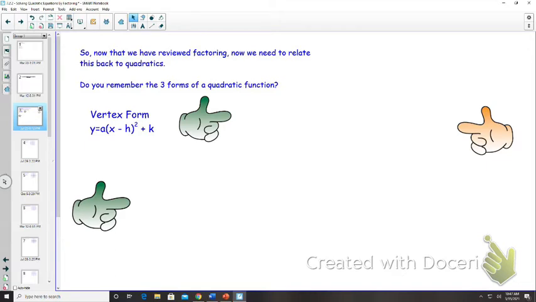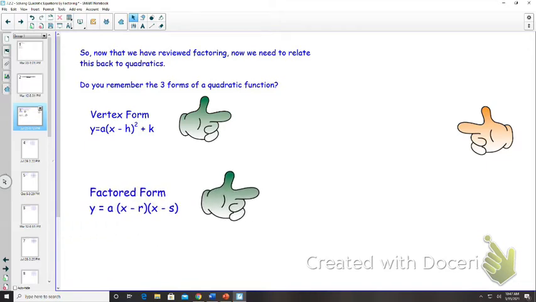Okay, second one, we had factored form. This is what we're going to get really familiar with today. So y is equal to a(x minus r)(x minus s), and this is where our r and s are the x-intercepts, right? We just have to set those brackets equal to 0 to find out what our x values are.